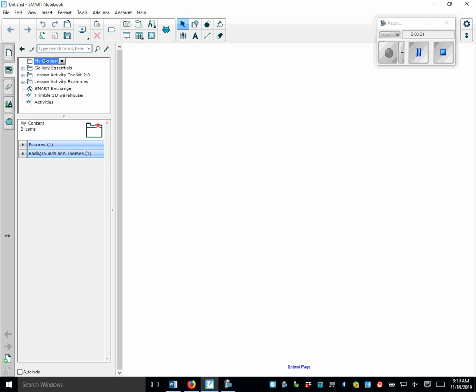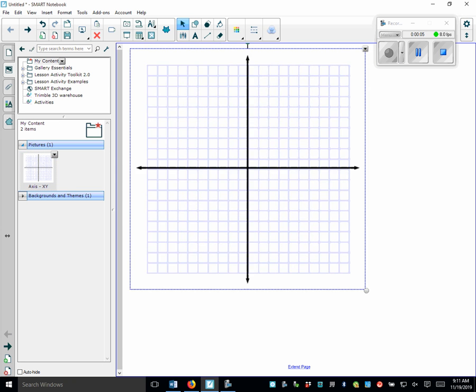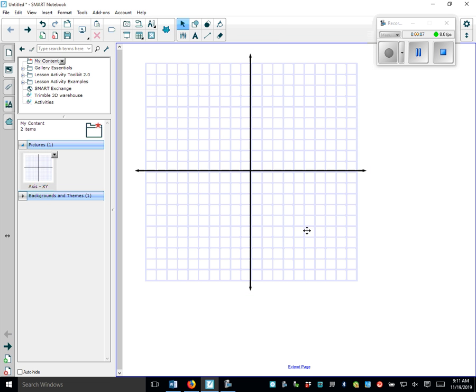The x and y intercepts. You know how to do that? Yes, no, maybe? So if I give you the equation 3x minus 5y equals 15, how do I find the x-intercept?